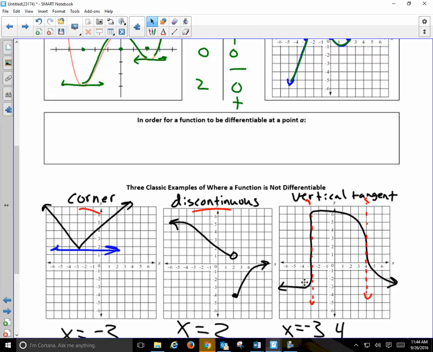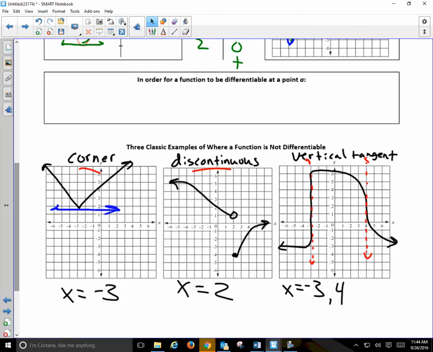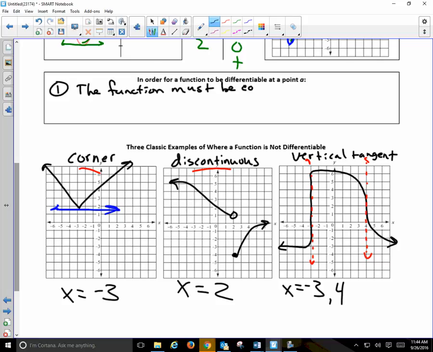In order for a function to be differentiable, that means you can take the derivative of it. There's really 2 conditions that have to be met. Number 1, the function must be continuous. Does that make sense? If it's not continuous, you can't take the derivative.